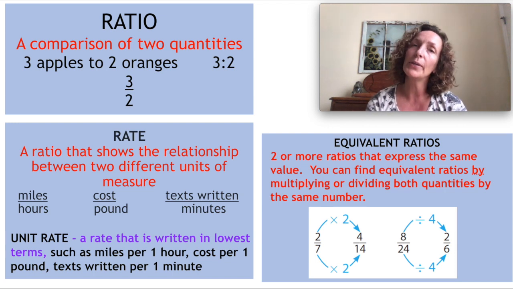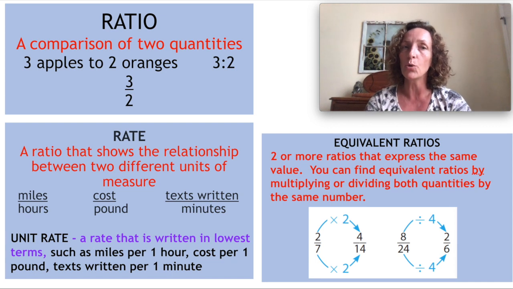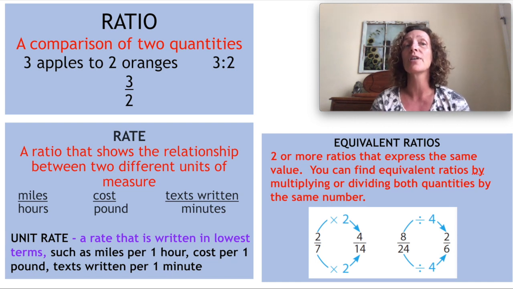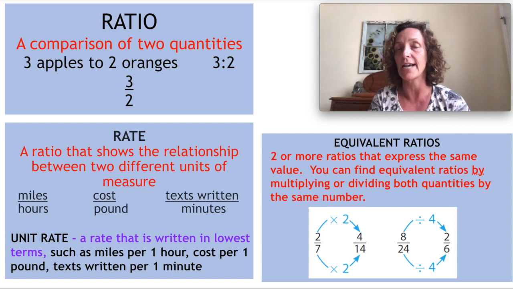A rate is simply a ratio that shows the relationship between 2 different units of measure. So you might have miles over hours, or the cost in dollars over pounds. You might have how many texts are written over how many minutes it took to write those. So that's simply the difference between a rate and a ratio. A unit rate is simply a rate that we now have written in the lowest terms. In other words, miles per 1 hour, or the cost for 1 pound, or how many texts written in 1 minute. So these are the skills that we're going to be using the most as we work today.